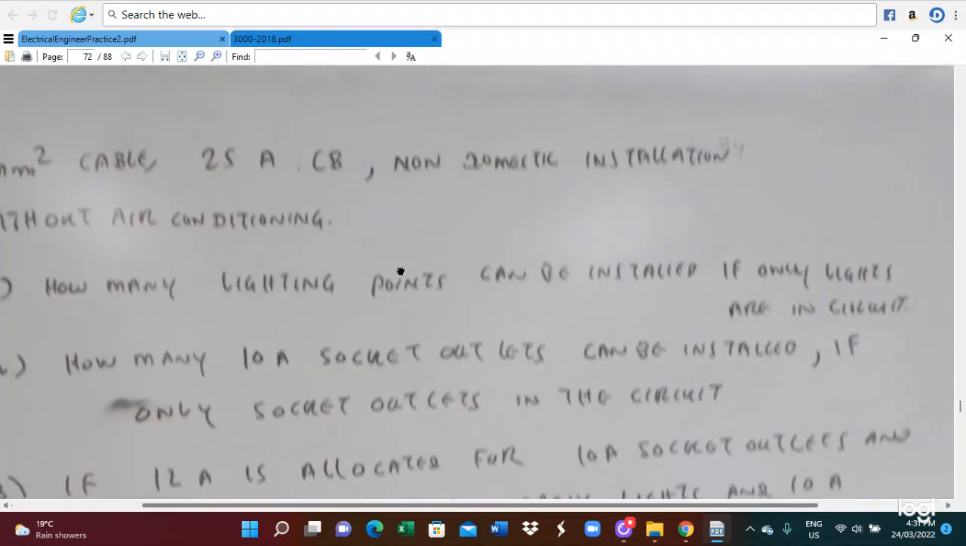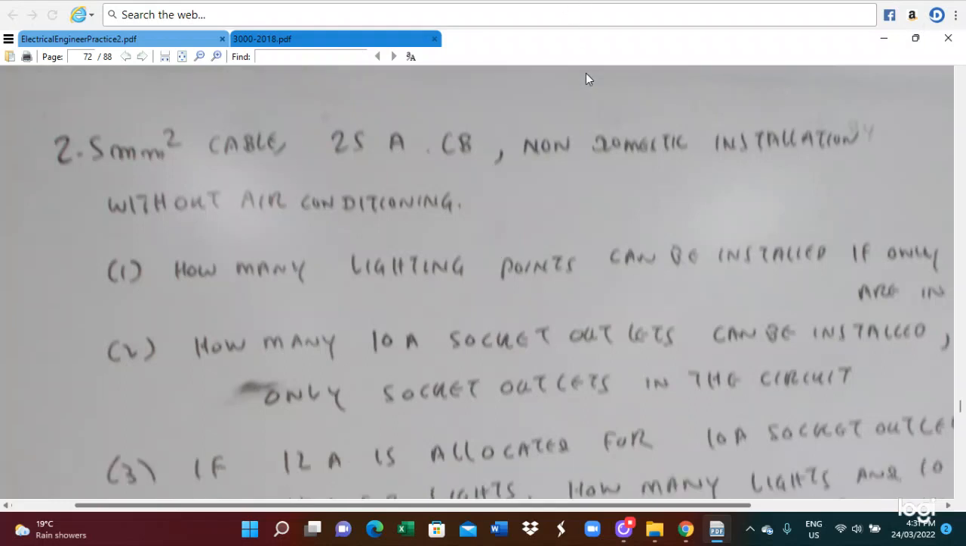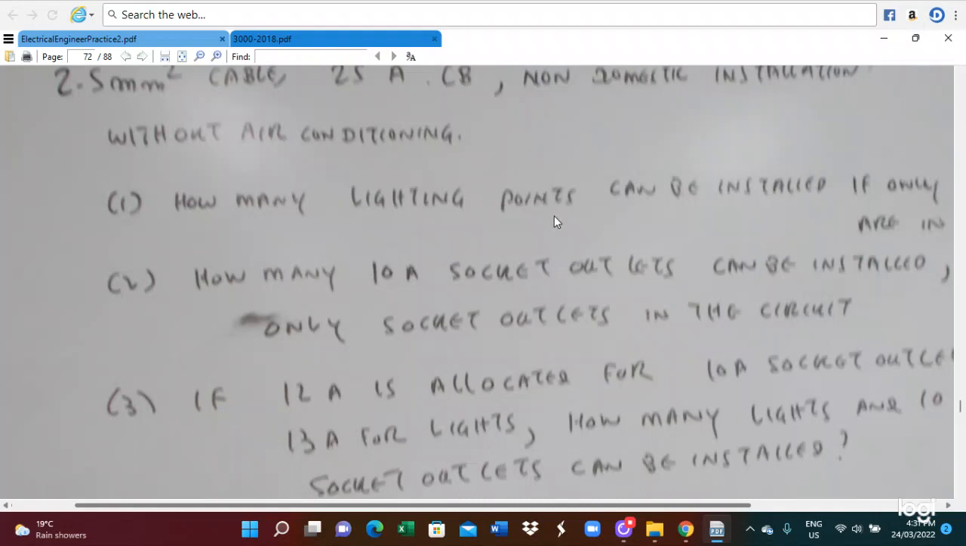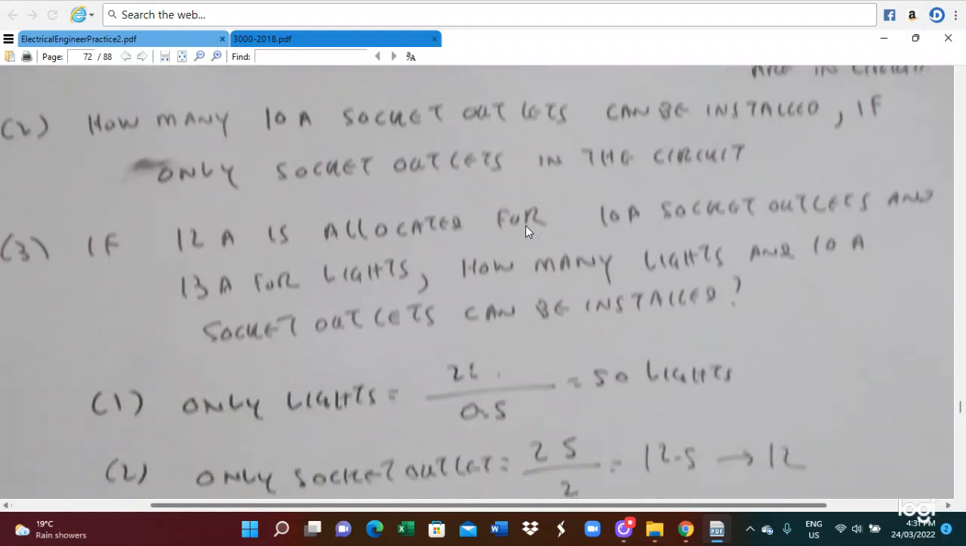Okay, this problem: 2.5 millimeter square cable, 25 ampere circuit breaker, non-domestic installation without air conditioning. How many lighting points can be installed? And how many 10 ampere socket outlets can be installed if they are the only socket outlets in the circuit? And if 12 amperes are allocated for the 10 ampere socket outlets and 13 amperes for light, how many lights and 10 ampere socket outlets can be installed?